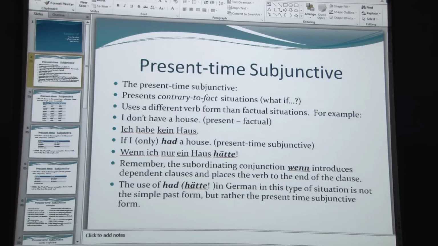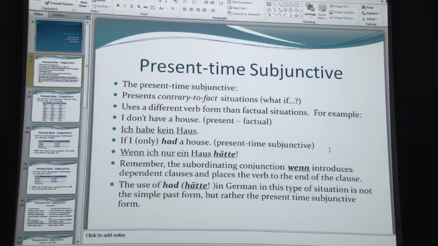So take a look at our first example here. If I only had a house. Well, we learned that had, the past tense of have is hatte, no? But for the subjunctive, we say, wenn ich nur ein Haus hätte. Hatte is the past tense of the verb to have. It describes something real that happened in the past. That does not work in German for the subjunctive. The subjunctive is something that is unreal, contrary to fact, and it's now actually present time subjunctive.